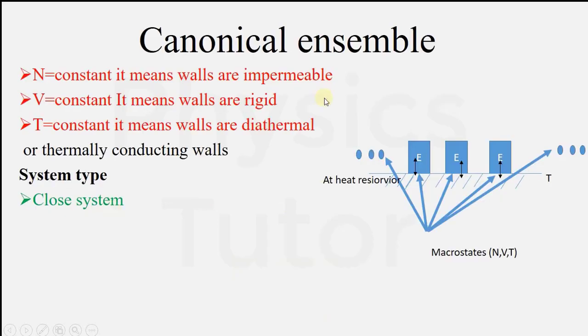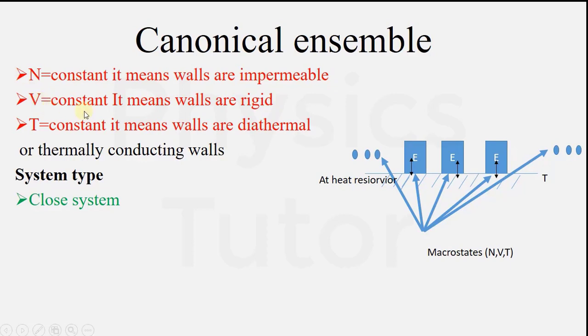So in simple terms, in the canonical ensemble, N means number of particles, V means volume, and T means temperature. So this shows that N remains constant. It means walls are impermeable. This means that the wall does not exert force on a particle. V means constant volume. It means walls are rigid. And third is constant temperature. It means walls are diathermal or thermally conducting. This shows that particles can exchange their energy, and their temperature can change with respect to their surrounding.